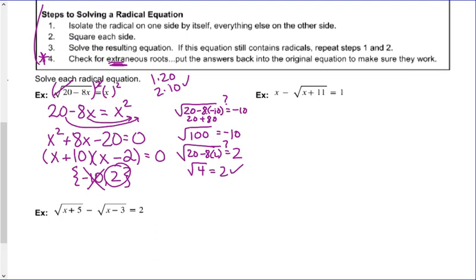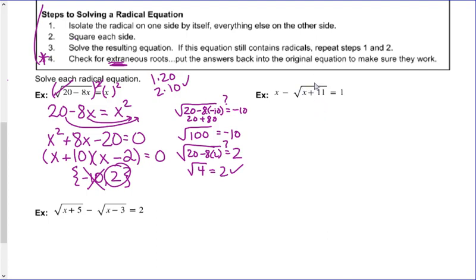Let's look at this next equation. I have a radical on one side, but it's not by itself, so I need to get that by itself. Now, there's lots of ways to do that. You can subtract the x over, but then you have a negative in front of that radical, which normally we don't like to see. So here's my suggestion.